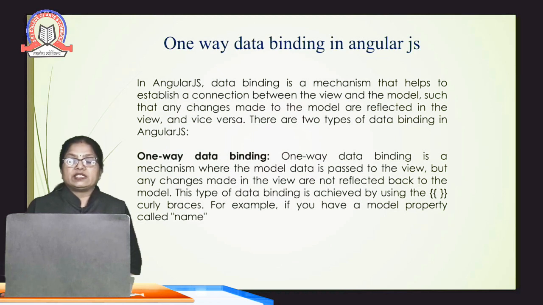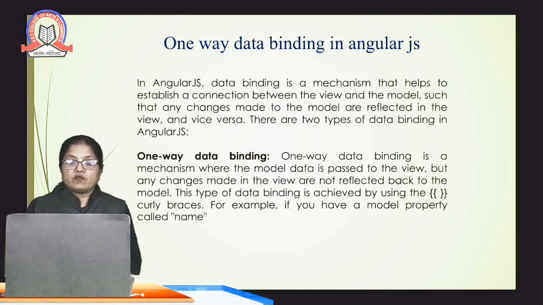Now we see the very important part of AngularJS, that is the data binding. There are two types of data binding in AngularJS. First is one-way data binding and second is two-way data binding. In AngularJS, data binding is a mechanism that helps to establish a connection between the view and the model, such that any changes made to the model are reflected in the view and vice versa.